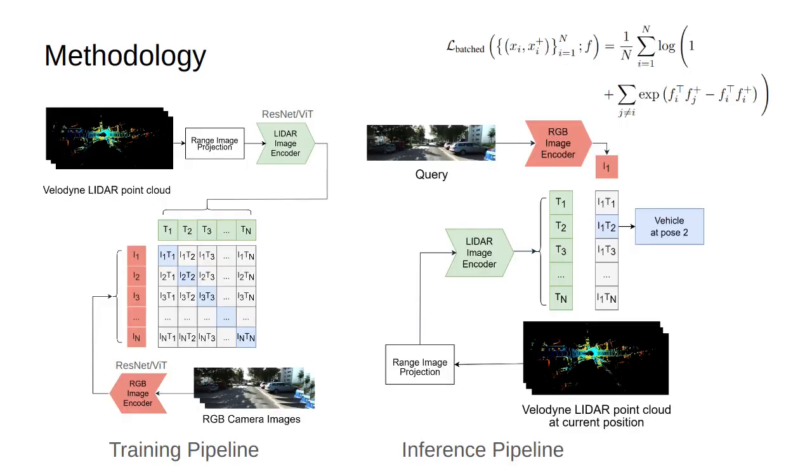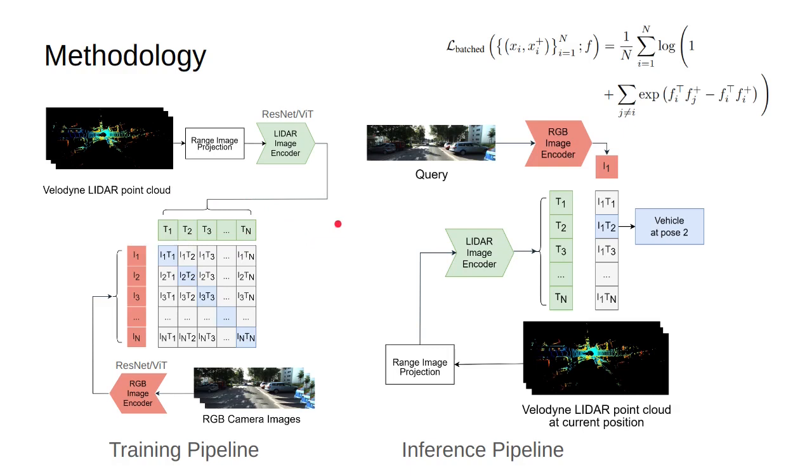Now we discuss our methodology. Our model uses contrastive learning to jointly train two encoders. One processes 2D images and the other processes 3D LiDAR data. We first create a batch of N pairs, each consisting of an RGB image and a LiDAR sample, as represented by I1 T1, I2 T2, I3 T3 and so on. Our objective is to correctly match each image with its corresponding LiDAR data from all possible pairings within this batch.